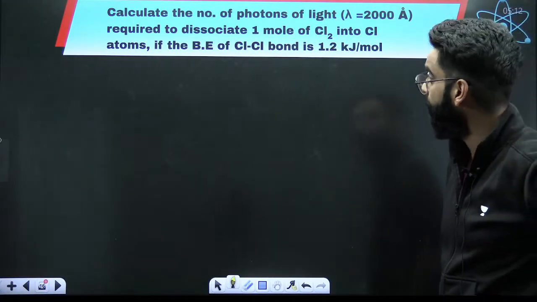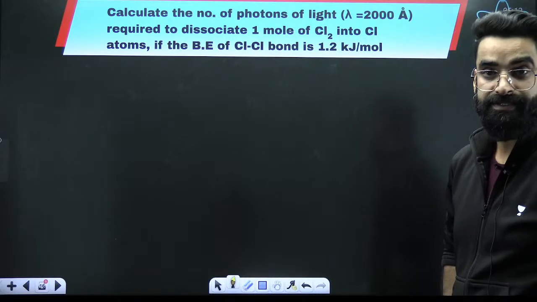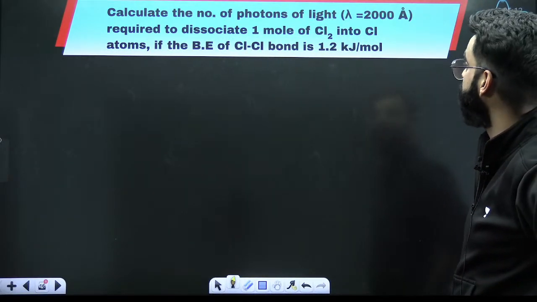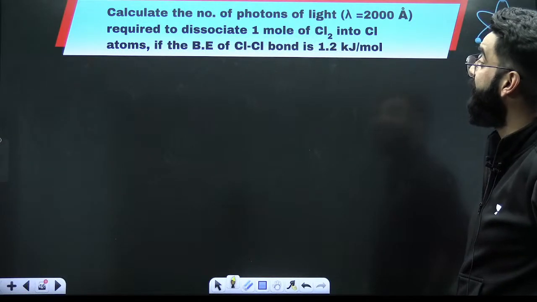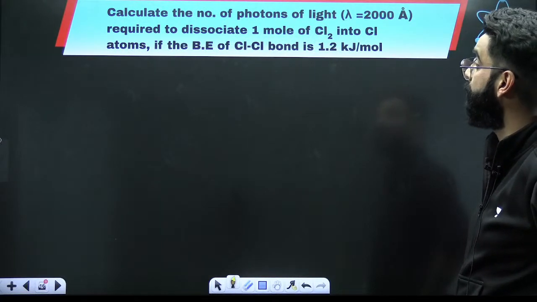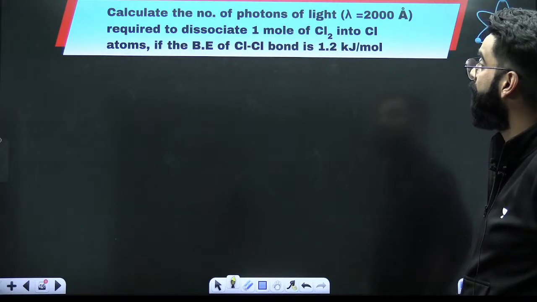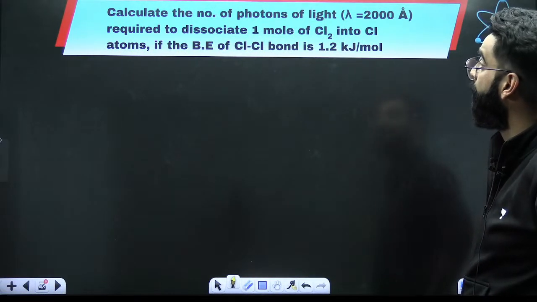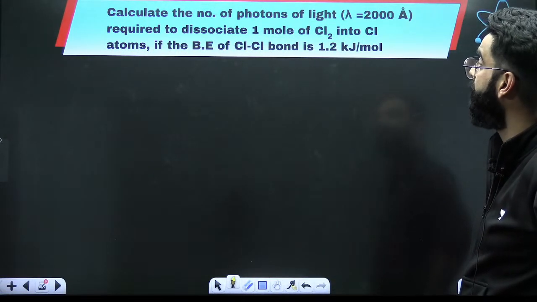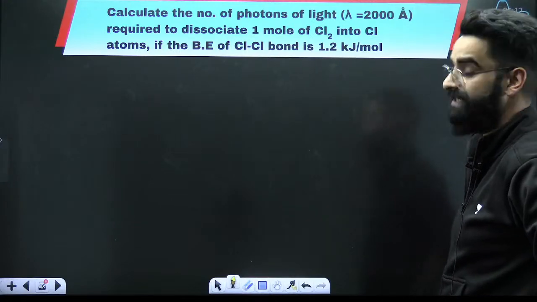Look at the question, people. Calculate the number of photons of light. Wavelength is given. Required to dissociate 1 mole of Cl2 into chlorine atoms. If the bond energy of Cl2 is 1.2 kilojoules per mole, calculate the number of photons required to dissociate 1 mole of Cl2.